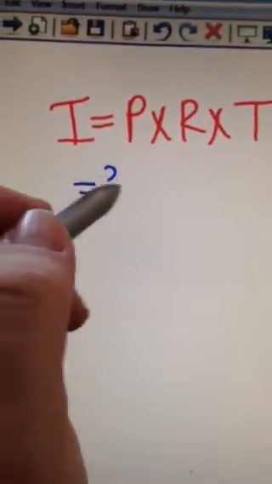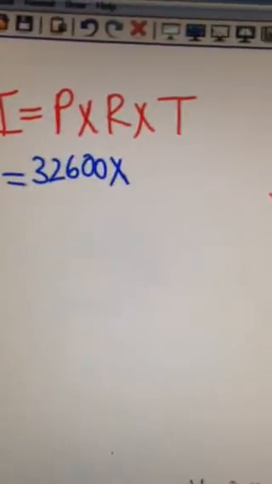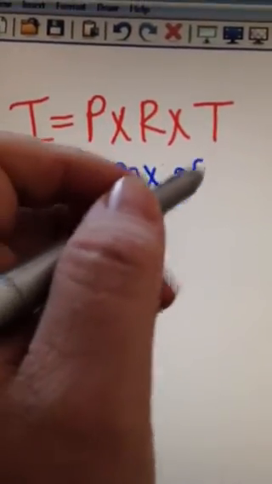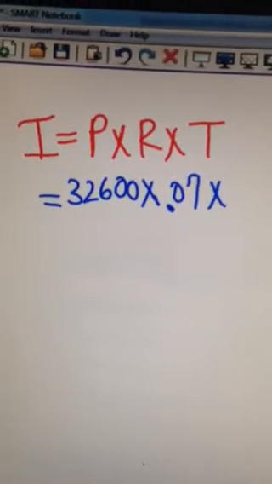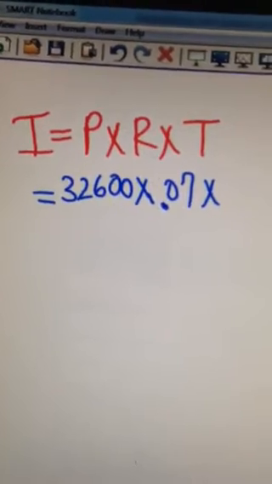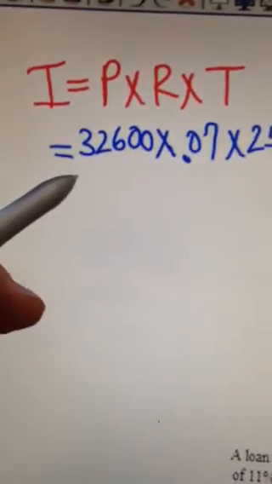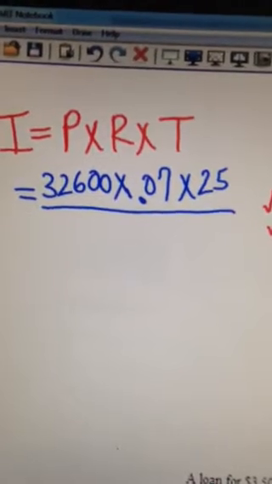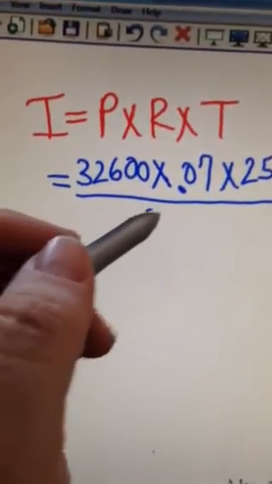So the principal is $32,600. Remember to change the rate to a decimal, or in this case 0.07. And remember, with ordinary and exact interest, the time is in days, not years. So we put the number of days. And since it is exact interest we're trying to find, divide everything by 365.